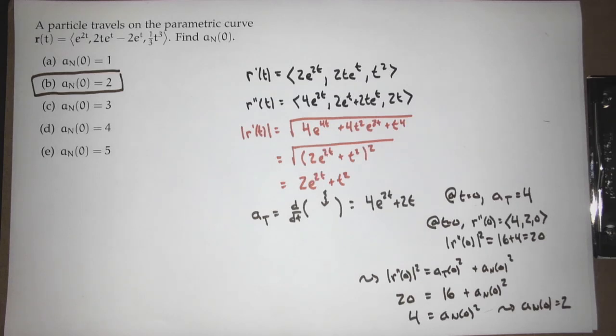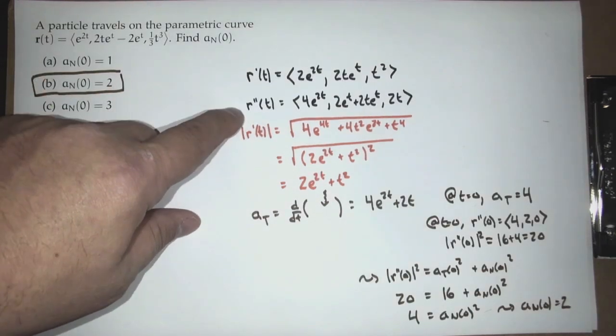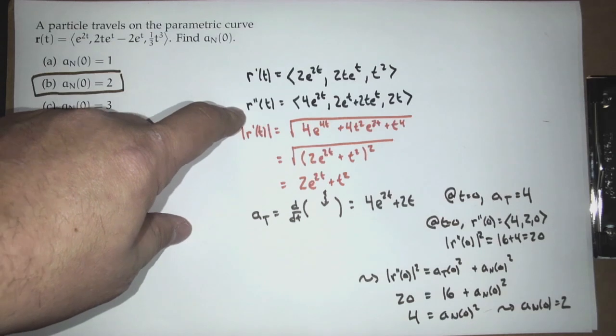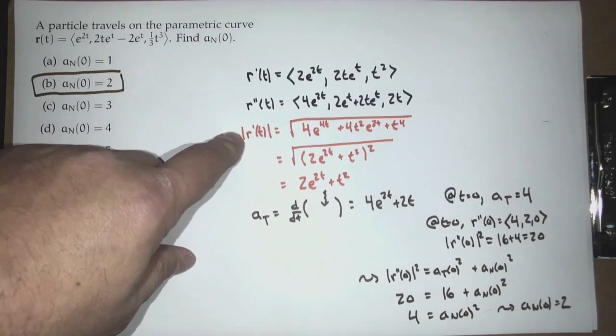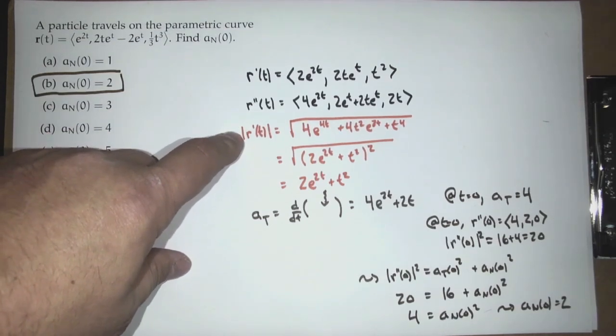So remember, what's the process? Well, if you want to find your a sub n, you have to remember what it means. It's about acceleration. So you're decomposing acceleration, so you're probably going to have to find acceleration. So you find r prime, velocity, r double prime is the acceleration. You find the magnitude of r prime as a function of t, and then the fun begins.